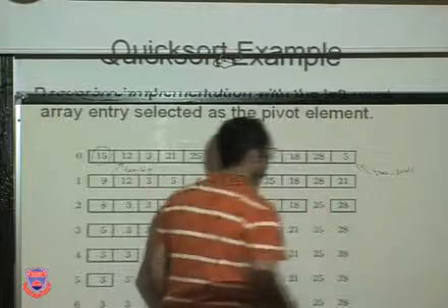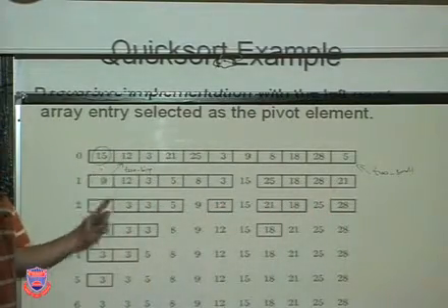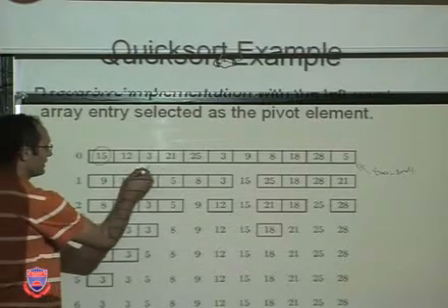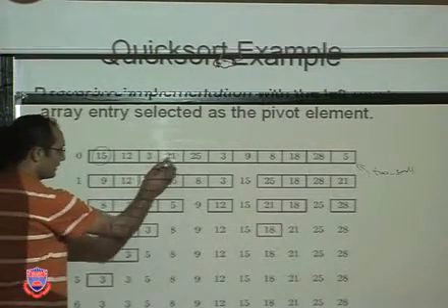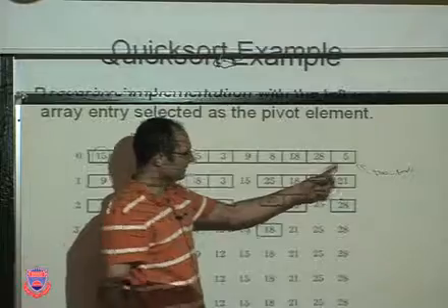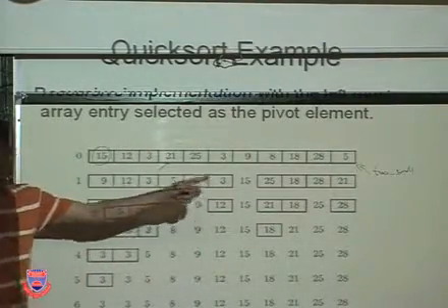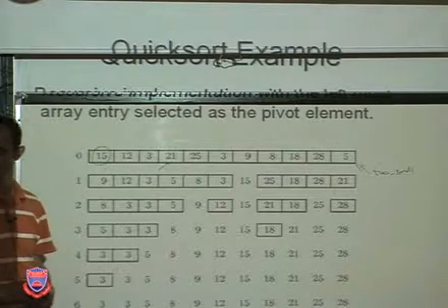So is it bigger than 15? No, so I'll advance it one more. Is it bigger? No. And then I found the element that is bigger than 15, my pivot. And then every time I will try to find a smaller element compared to 15. Is the two small index pointing to a smaller element?